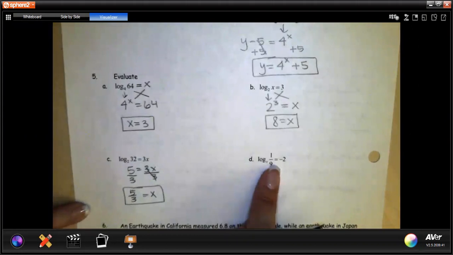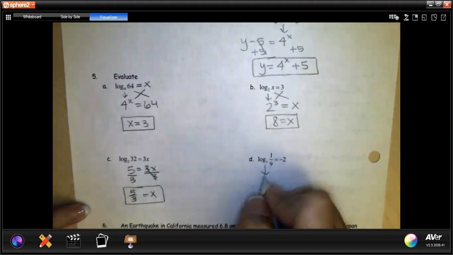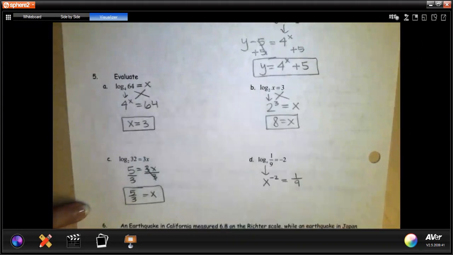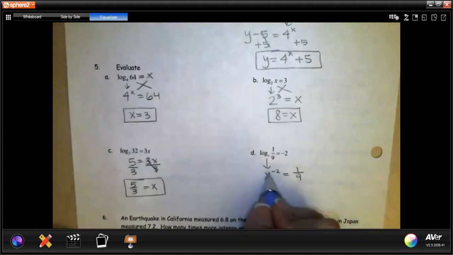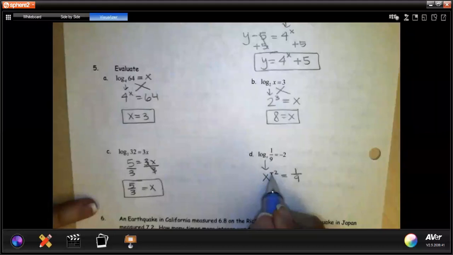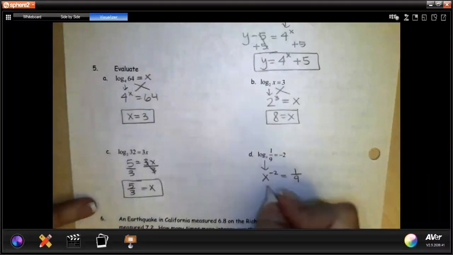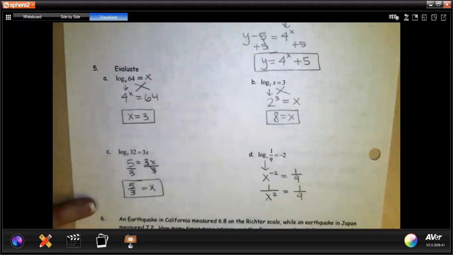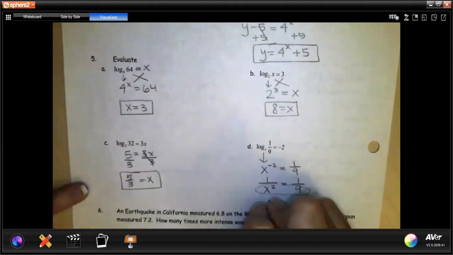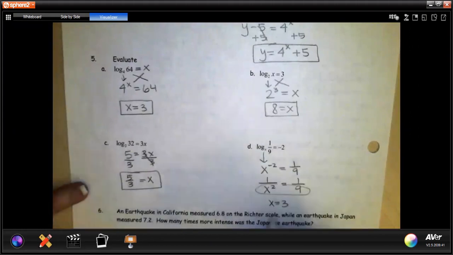Here's another one. Now, this cannot be put in the calculator the way it is. So we would drop the base, and we get x to the negative 2 power is equal to 1 over 9. Since this is a variable, it's not a number, we're going to have to figure this one out without the calculator. So it's got a negative 2 power. We know for a negative power, we do the reciprocal. So this would be 1 over x squared is equal to 1 over 9, which means that x squared has to be equal to 9. And 3 squared is 9.